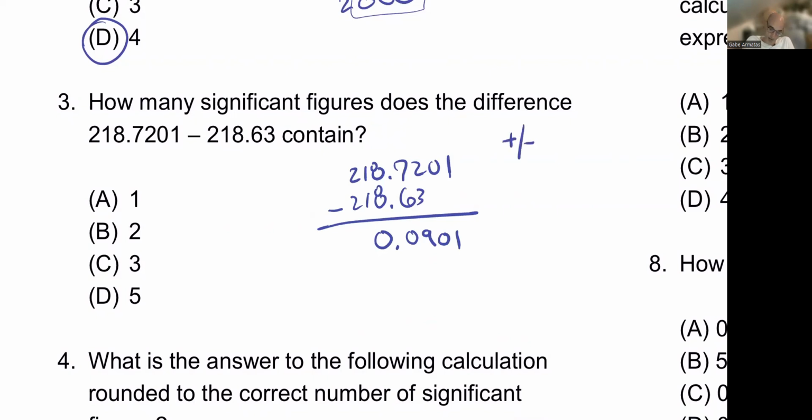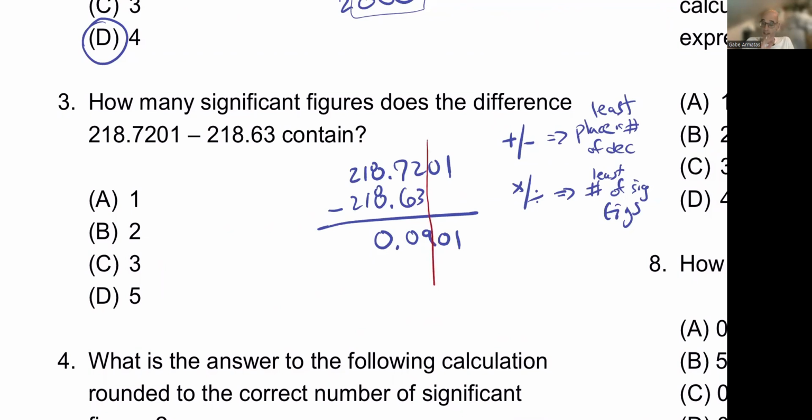When we add or subtract, we are interested in the place. When there's a decimal, it's the least number of decimal places. When we multiply or divide, we are interested in the least number of sig figs. So in this case, I can create a little line. This one goes out to 2 decimals, and this one goes out to 4 decimals. 2 decimals wins. I'm going to underline the second decimal place and round to there.